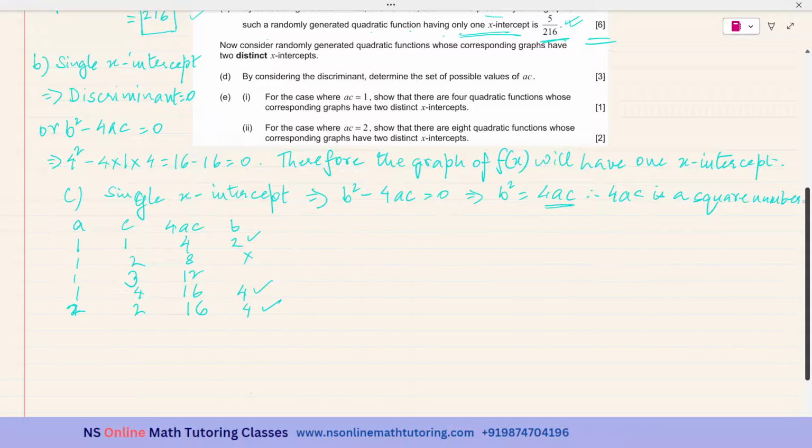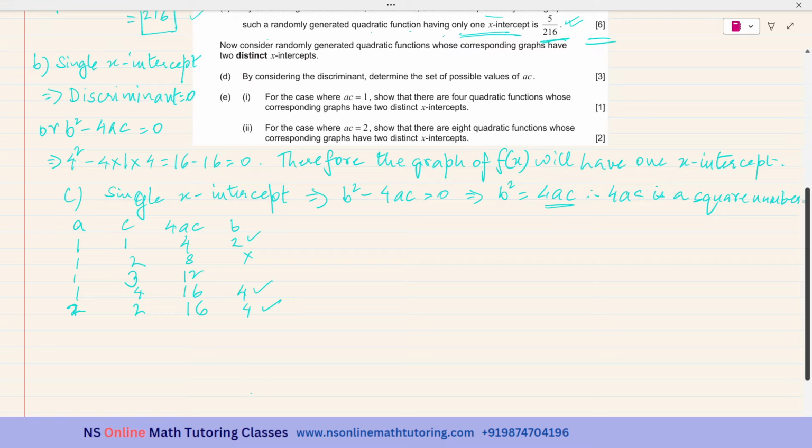2 times 3 is 6. 6 times 4 is 24, not a square number. 2 and 4 is 8. 8 times 4 is 32, not a square number. 2 times 5 is 10. Times 4 is 40, not a square number. 2 times 6 is 12. 12 times 4 is 48, again not a square number.